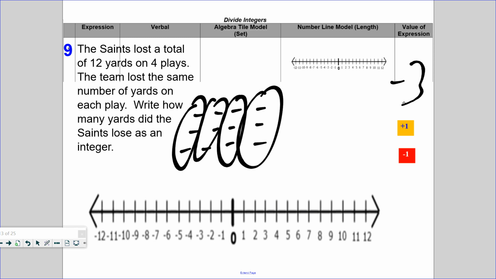So they lost -3. How would I represent it with a number line? So they lost from 0 to -12 in 4 plays. We need to break it from 0 to -12 into 4 equal groups. 1, 2, 3, 4, and it is -3.